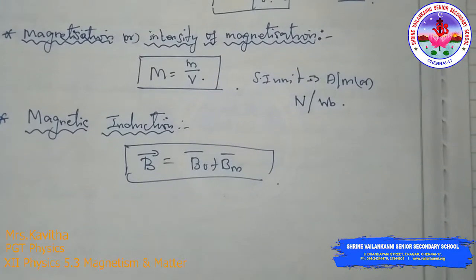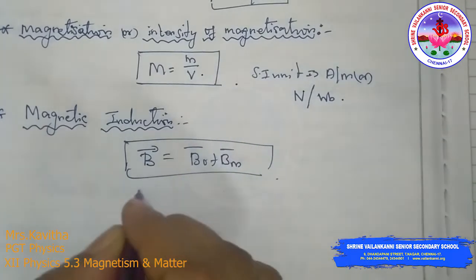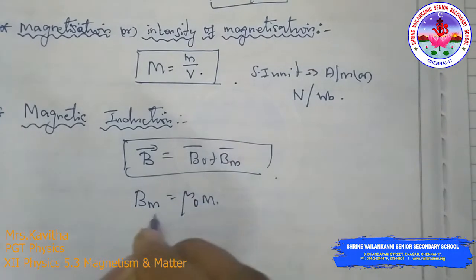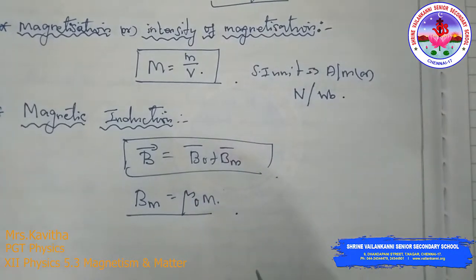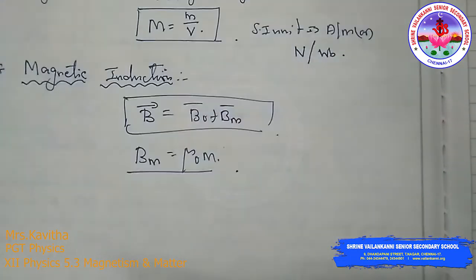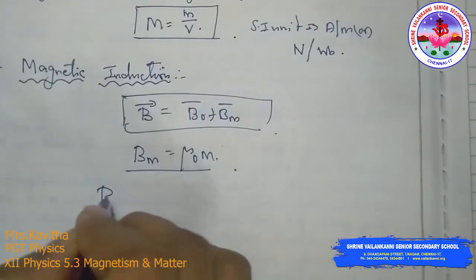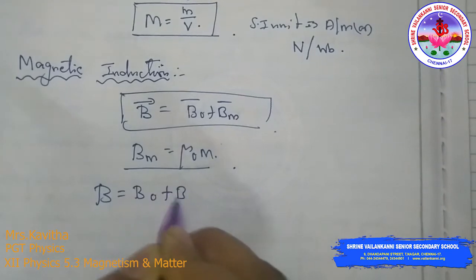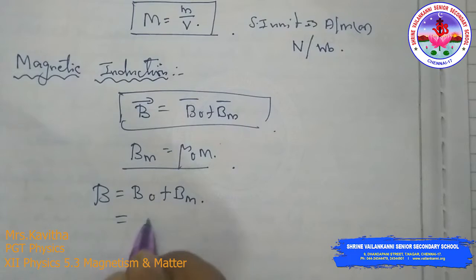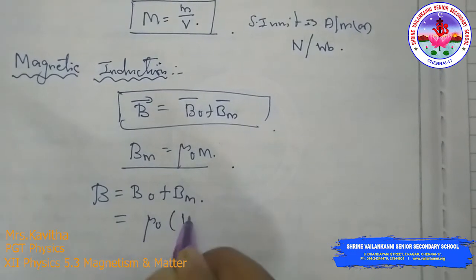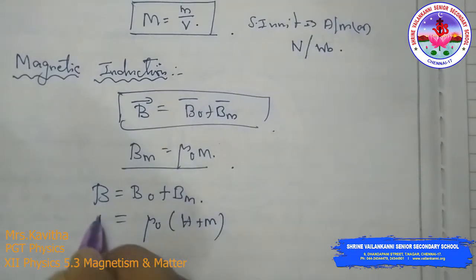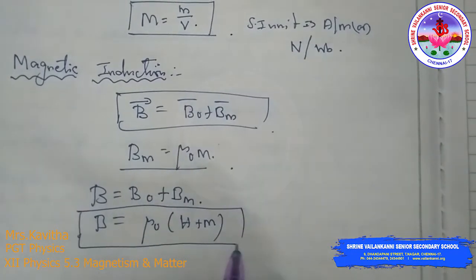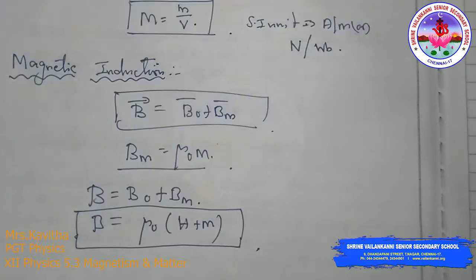So Bm is equal to mu naught M. So what is the magnetic induction? B is equal to B naught plus Bm, that means mu naught into H plus M. This is the magnetic induction in a material.